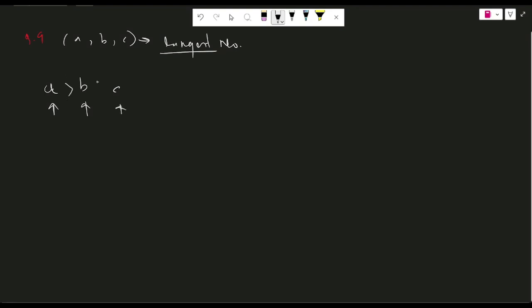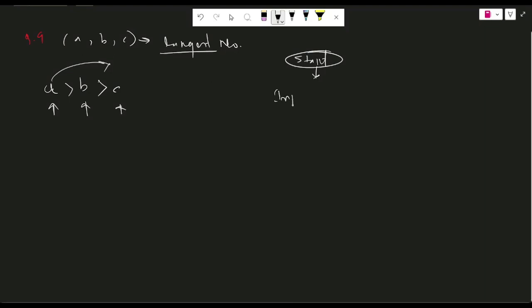We compare them. First we compare a to b, then we will compare b to c, and at last we will compare a to c. In that way we can be certain which among the numbers is the greatest. So as usual we will start with that. First of all, we will input these 3 variables.